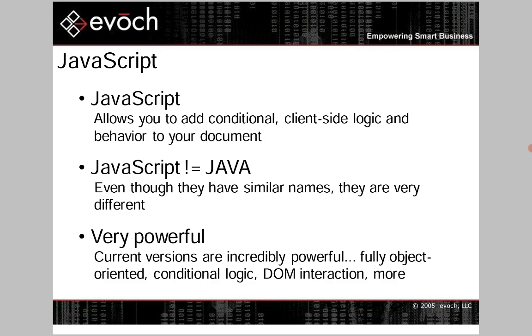Why? Because JavaScript is used in web technologies only, whereas Java is a commercial language. JavaScript is a scripting language only. Even though they have similar names, they are very different. JavaScript is very popular. Current versions are incredibly powerful and fully object oriented, like Java. Conditional logic and DOM interaction.